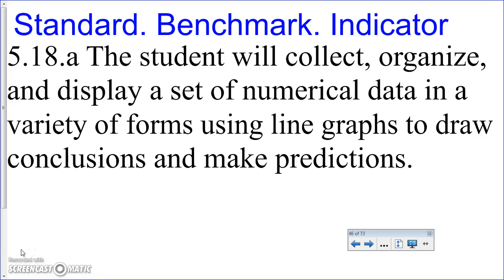Today we are learning how to make line graphs. Please copy down the standard benchmark indicator on a clean page in your math notebook. The student will collect, organize, and display a set of numerical data in a variety of forms using line graphs to draw conclusions and make predictions. You can pause the video here to give yourself more time to copy down the SBI.